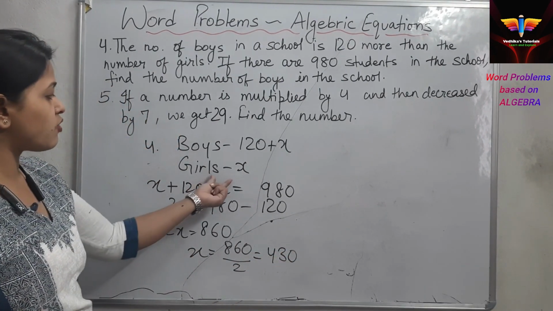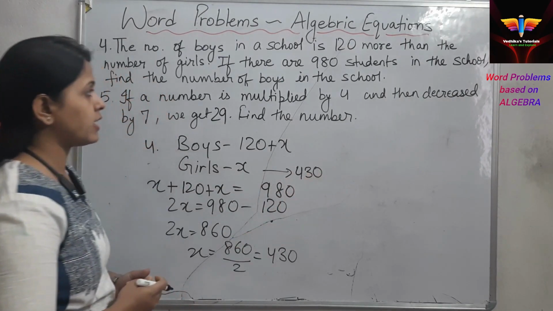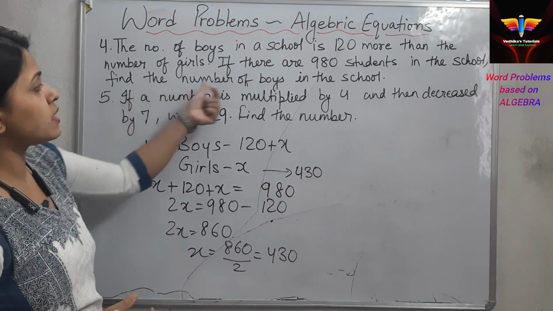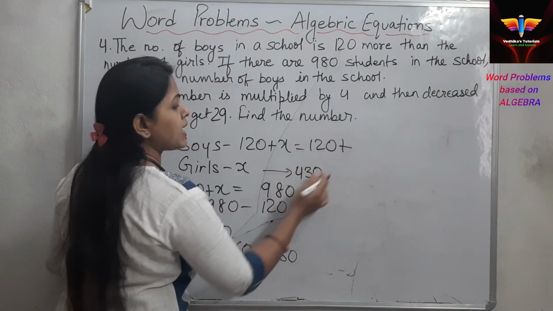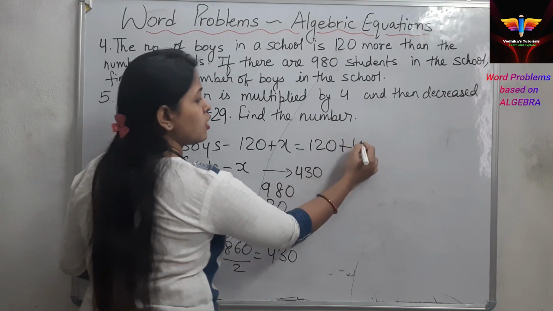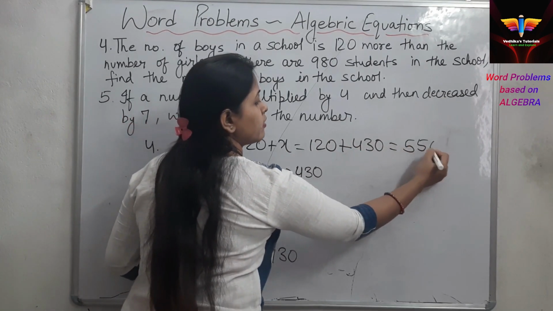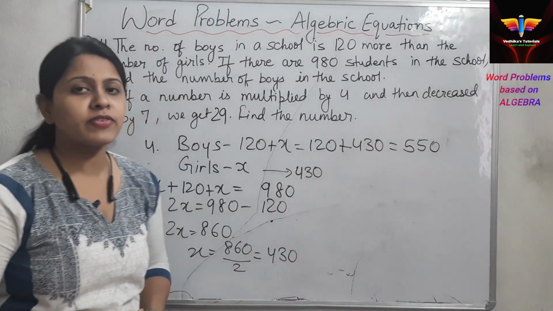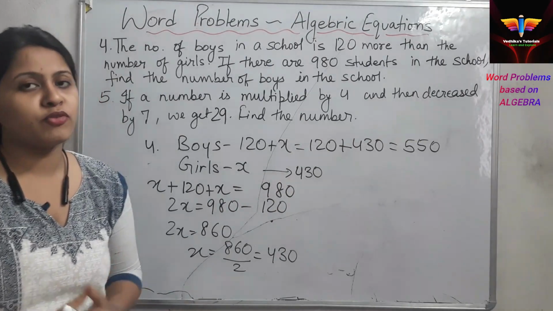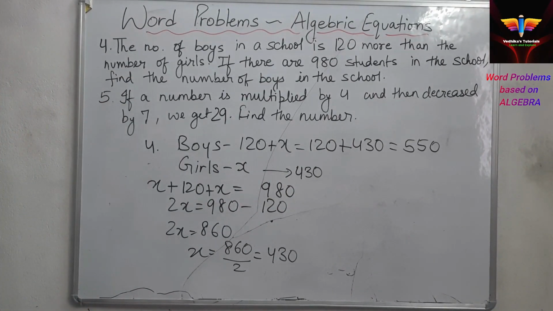So x is for girls, so the number of girls is 430. But here we need to find the number of boys. So the number of boys is 120 plus x, and x is 430, which is equal to 550. So the number of boys in the school is 550 and the number of girls is 430. Now let's see question number 5.